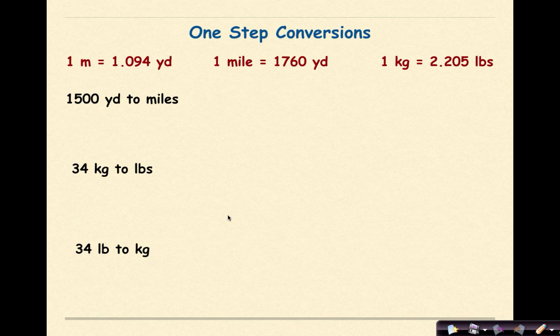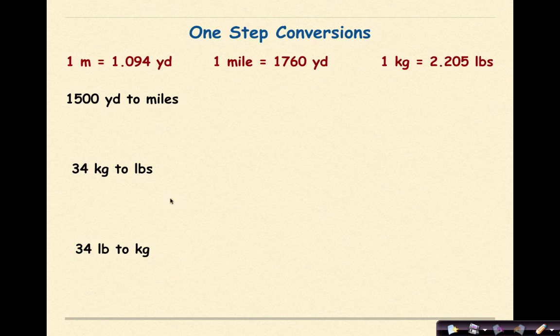Now, let's get into some dimensional analysis. So important to know how to do this. I give you some conversion factors up at the top. 1 meter is equal to 1.094 yards. 1 mile is equal to 1,760 yards. And 1 kilogram is equal to 2.205 pounds. These are known as exact numbers, which means when we do our conversion factors, we are not going to worry about them in terms of significant figures.